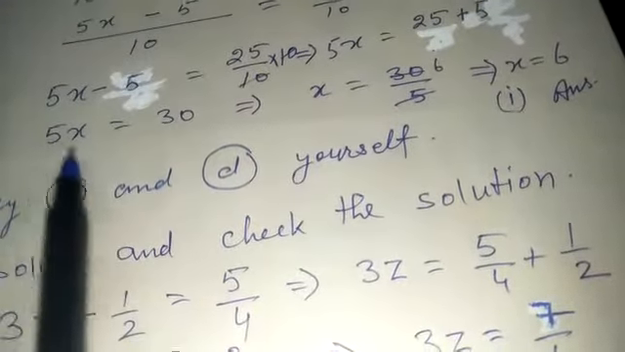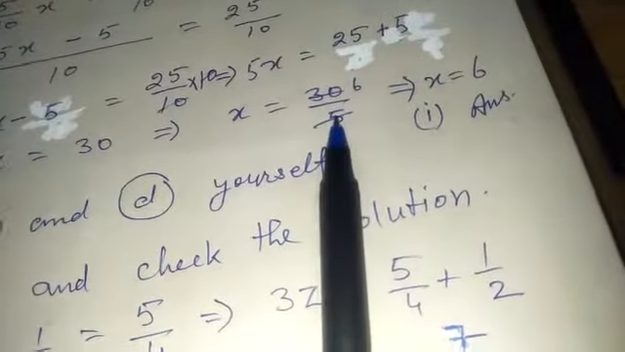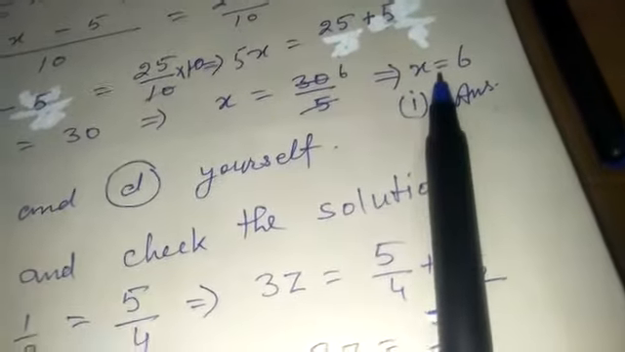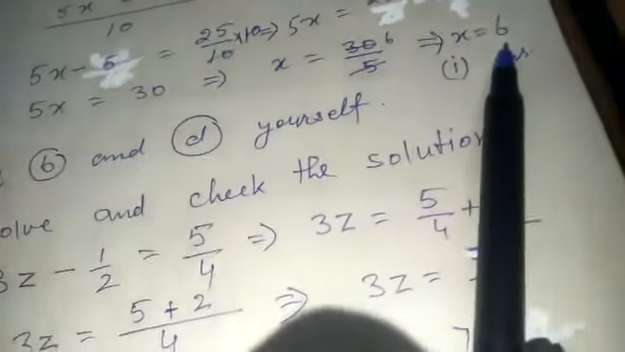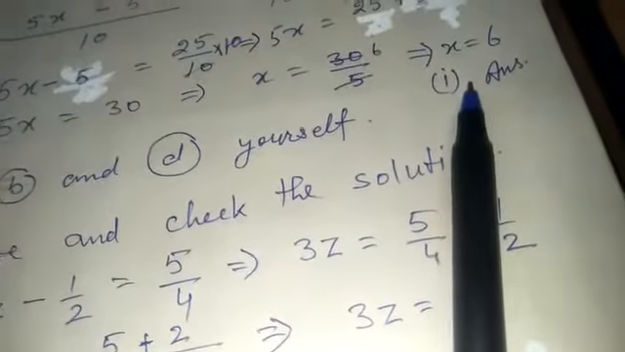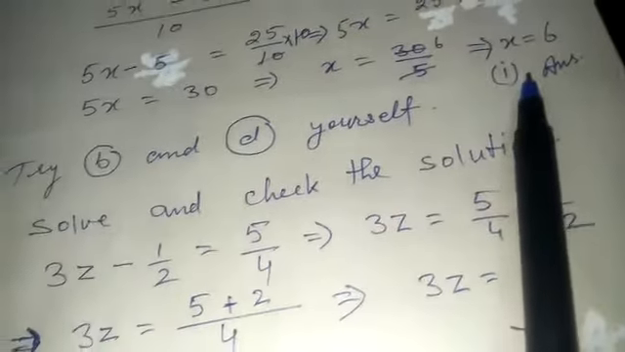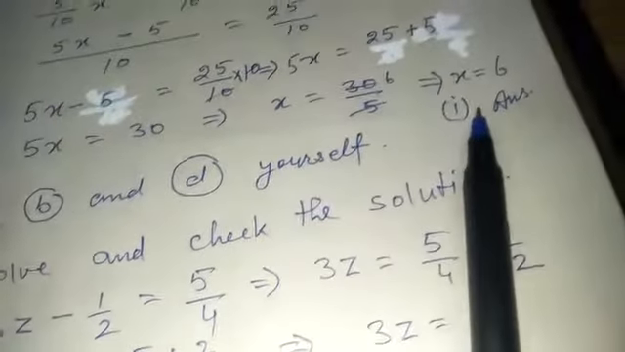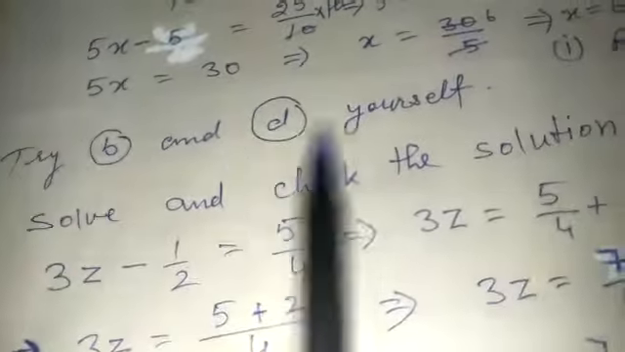Then take this 5 this side. x will be 30 by 5. That is 6. So x is equal to 6. That is option 1. So this one, C part, is matched with first. Try B and D yourself. Now next. Question number 2.